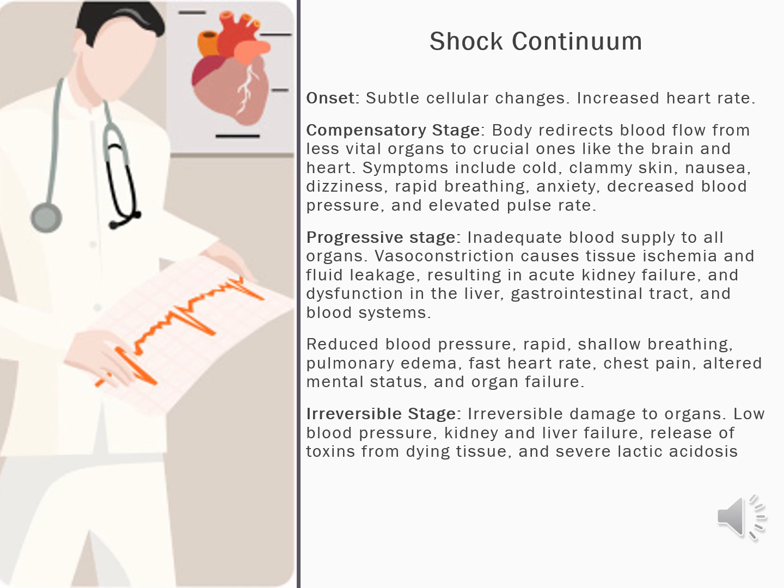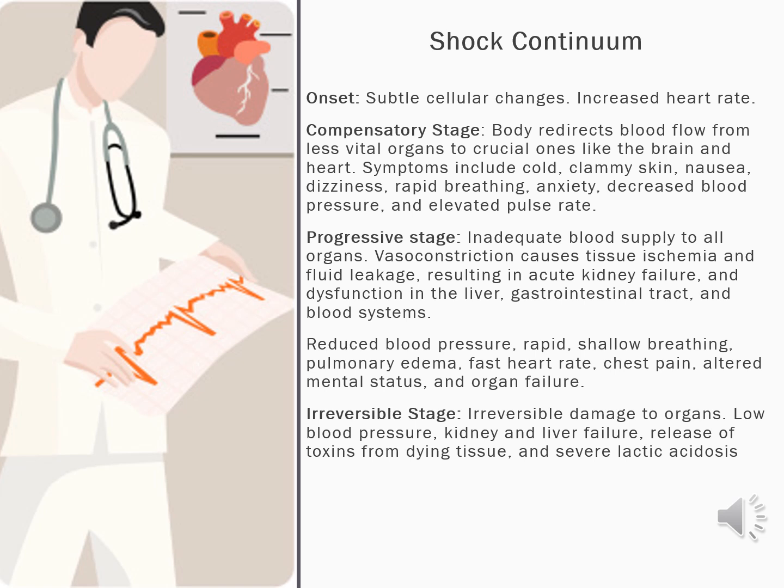As shock advances into the compensatory stage, blood is redirected from less critical areas like the lungs, skin, kidneys, and GI tract to prioritize the brain and heart's oxygen needs. Symptoms during this stage include cold and clammy skin, nausea and dizziness, increased breathing rate, shortness of breath, heightened anxiety, and decreased blood pressure and increased pulse rate.